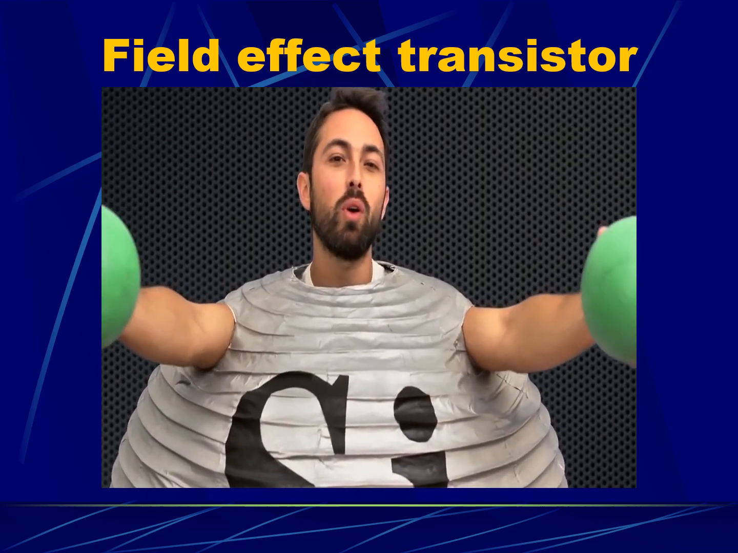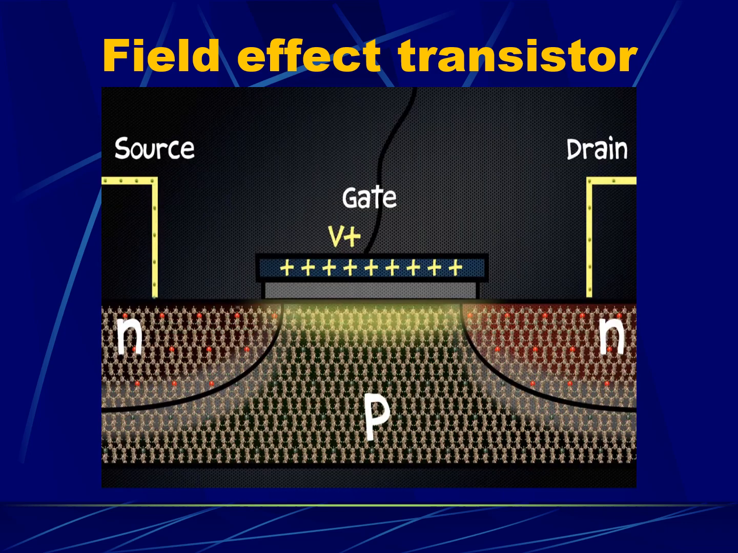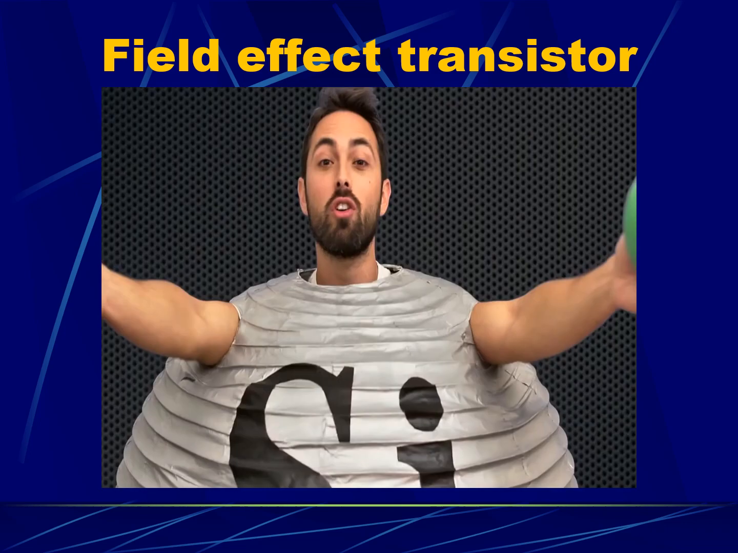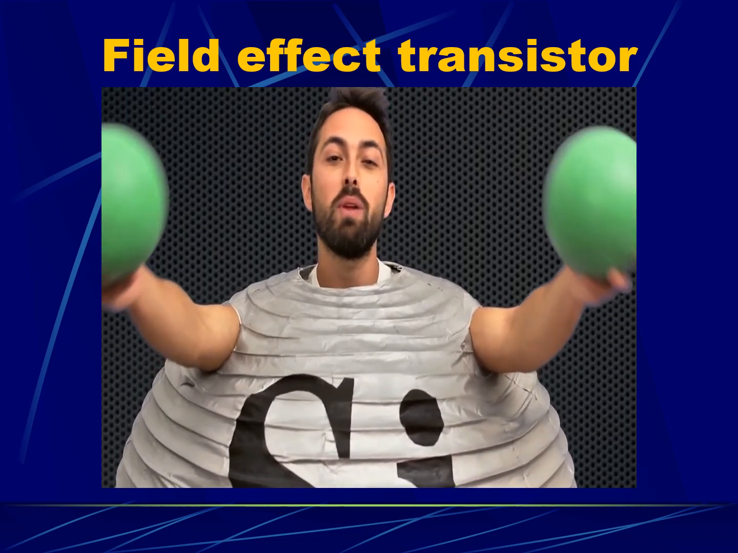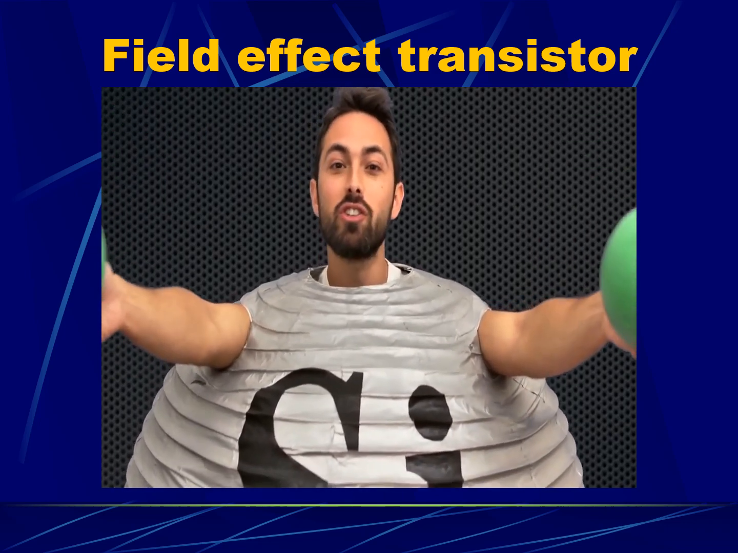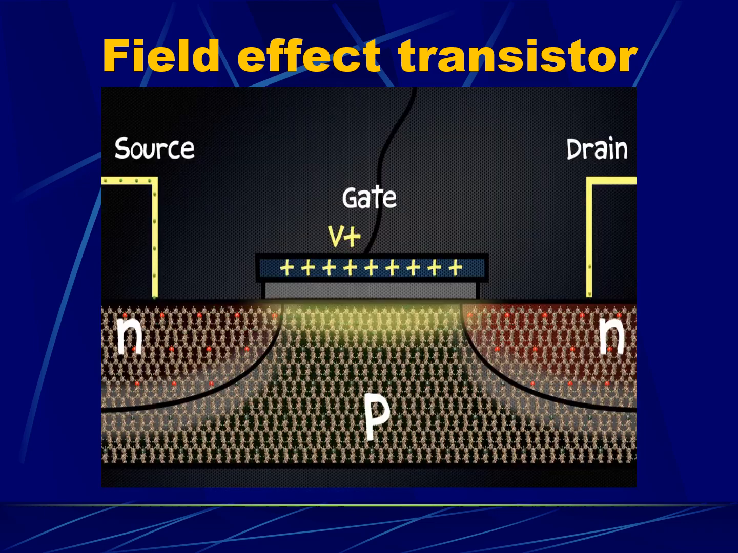Because just by exploiting the properties of a crystal, we've been able to create a switch that doesn't have any moving parts, that can be turned on and off very quickly just with a voltage. And most importantly, it can be made tiny. Transistors today are only about 22 nanometers wide, which means they're only about 50 atoms across.